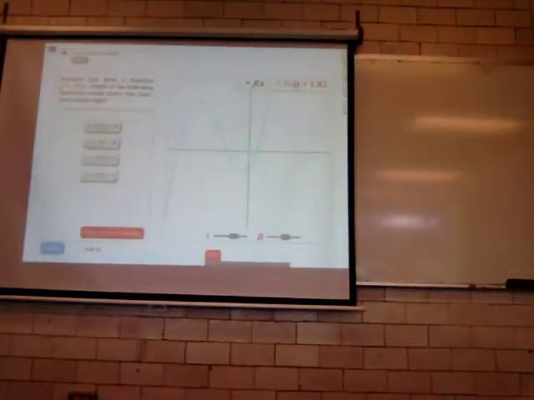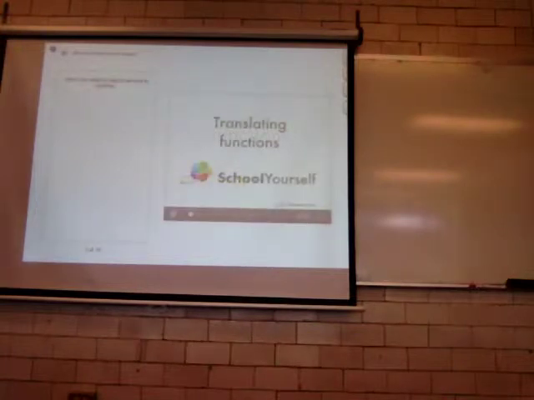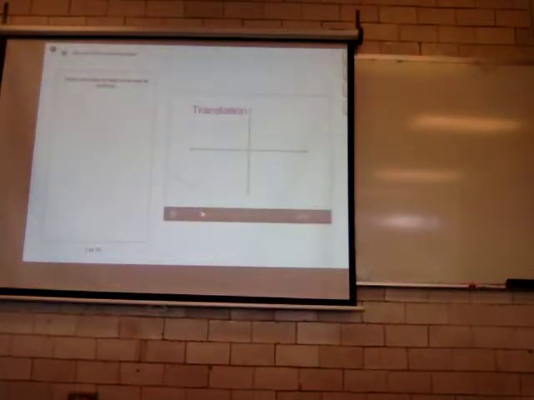Translating functions. In this tutorial, we'll discuss translations. Translating a function is a fancy way of saying moving the function without stretching. In green, we sketch the function, and here are some translations of that function. Translations can be horizontal, vertical, or diagonal.